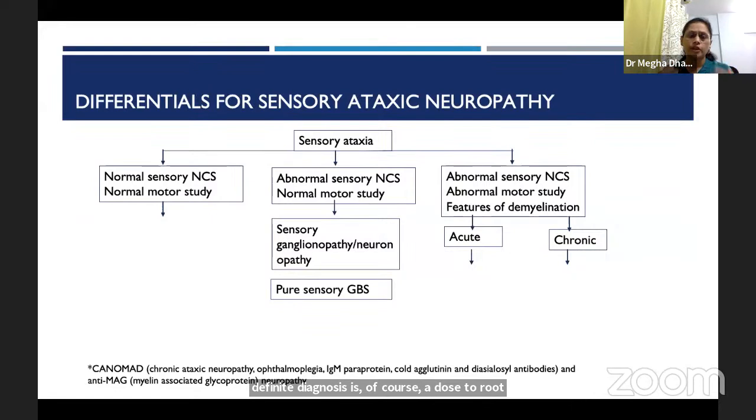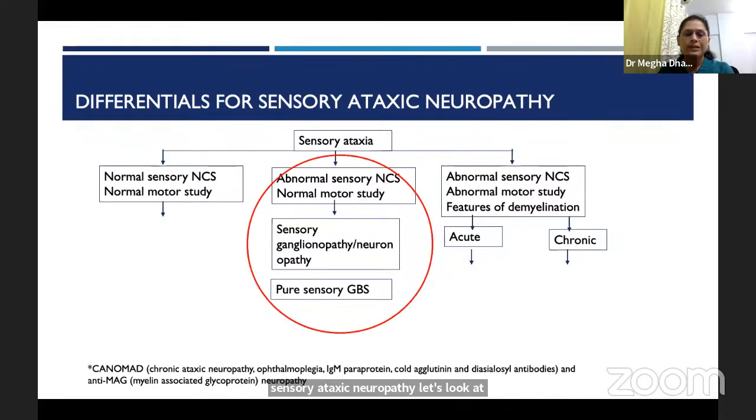So looking at a patient who presents to you with a sensory ataxic neuropathy. Let's look at the scenario here. Abnormal sensory nerve conduction studies and normal motor study. This is our patient with a classical sensory ganglionopathy or a neuronopathy. The only differential here would be a pure sensory GBS. I will touch base upon this in the subsequent slides.